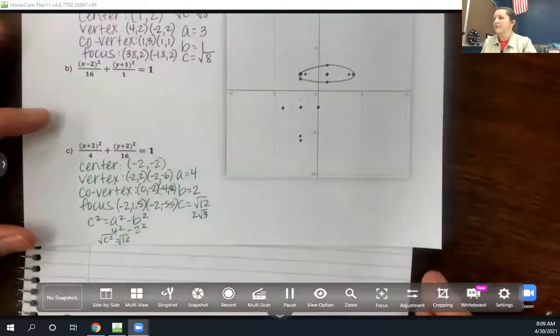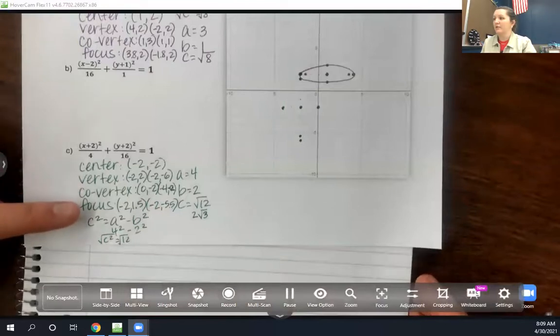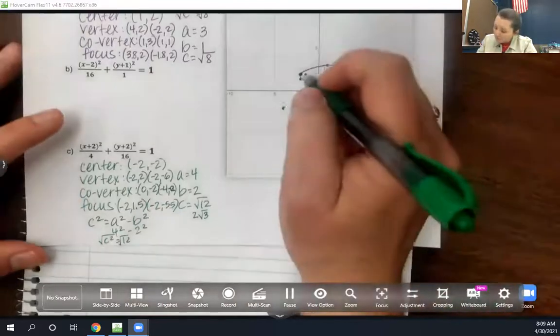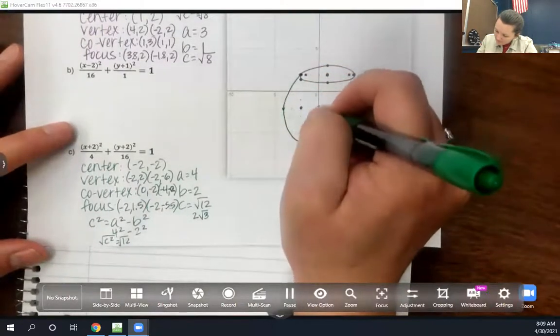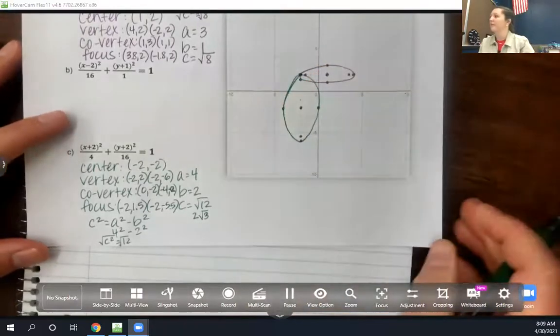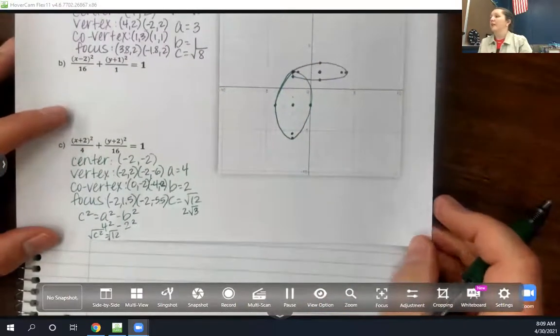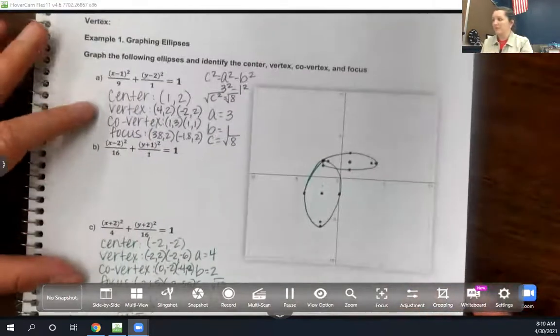All right. So we have all of the things that we need: center, vertex, co-vertex, and focus here. We can draw our ellipse. It kind of intersects with that other one. Very interesting. All right. So there's graphing ellipses based on the standard form.